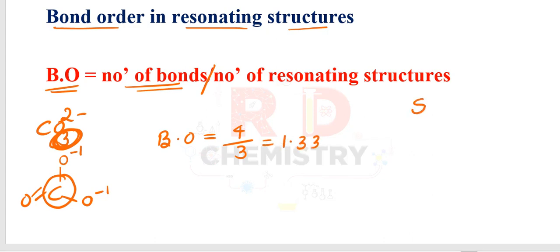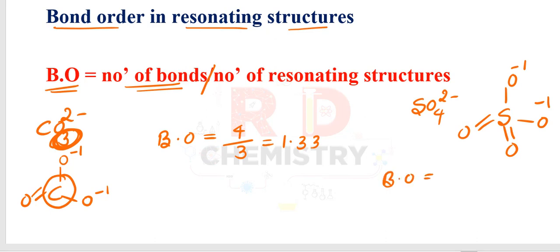Let me take sulfate, SO4 2 minus. If I write the structure: sulfur, oxygen, oxygen, oxygen, oxygen, correct? Total charge is -2, so -1, -1 will be written down, then a double bond oxygen, double bond oxygen. So bond order is equal to, count the number of bonds around the sulfur. How many are there? 6 are there, right? Divided by how many resonating structures can be written? There are 4 oxygens, so 4 resonating structures can be written. So this number is equal to 1.5. So bond order is equal to 1.5. Okay.